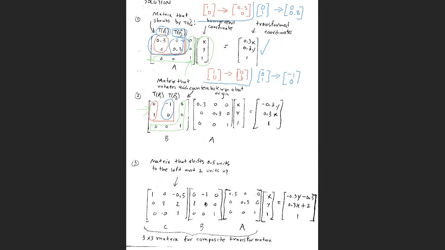What I did then, which is a little bit additional to what the book does, is I say, okay, how would these two transformations work together? I've got the transformation A, where I shrink the object 70%, and then the transformation B, where I rotate the figure 90 degrees counterclockwise. Do you see that I do the multiplication here, and my transform coordinate is negative 0.3y, 0.3x. And then you've got the little 1 there at the bottom.